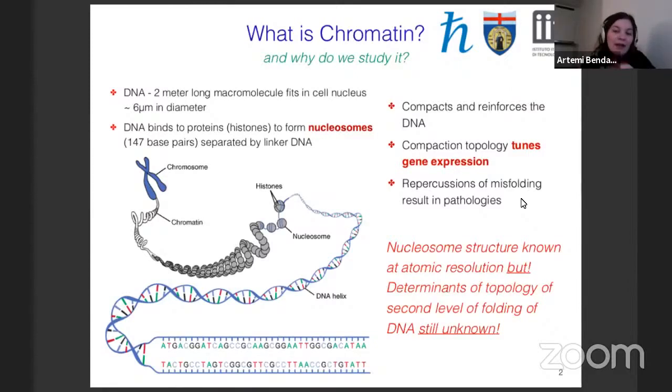So why are we interested in studying this molecule? It's because we know the structure of nucleosomes, the basic entity, at atomic resolution, but we really don't know what are the determinants of the second level of folding, of its topology. So we want to understand what does chromatin look like and why.